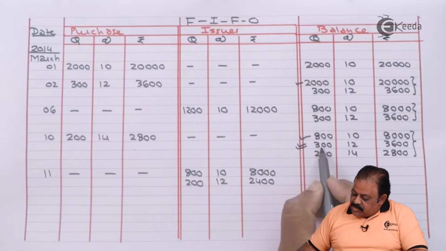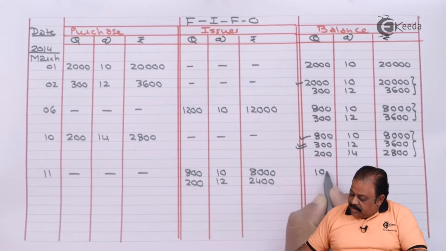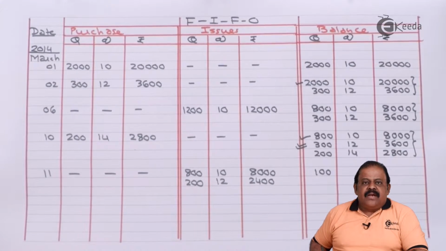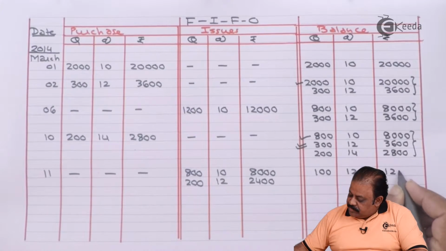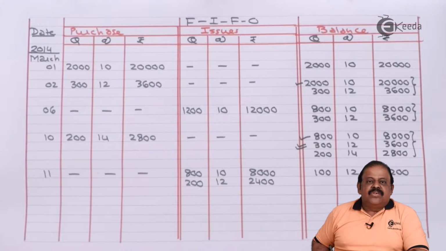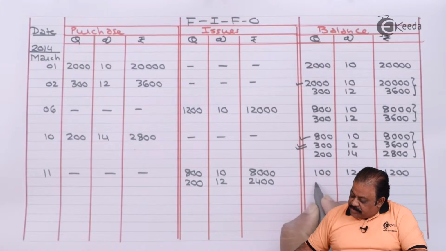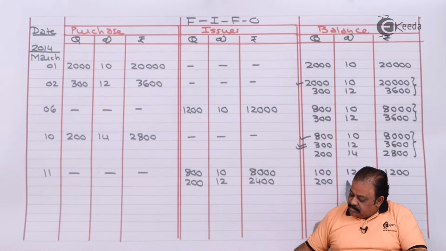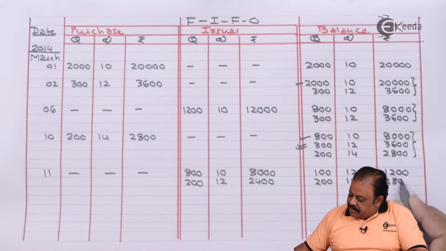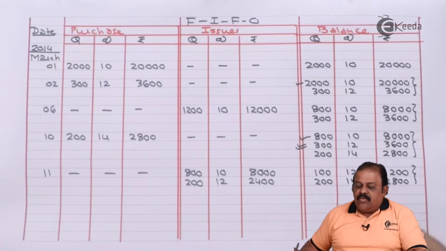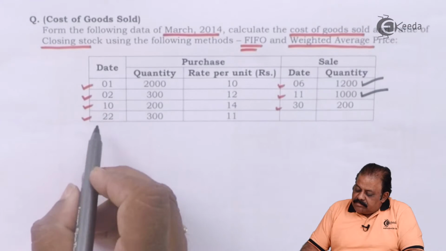Out of 300 units, 200 units are issued. So balance units are now 100 units. Rate is 12 rupees. It is 1,200. Next balance is 200 units. Rate 14, 2,800. So now we have two stocks, 100 units and 200 units.